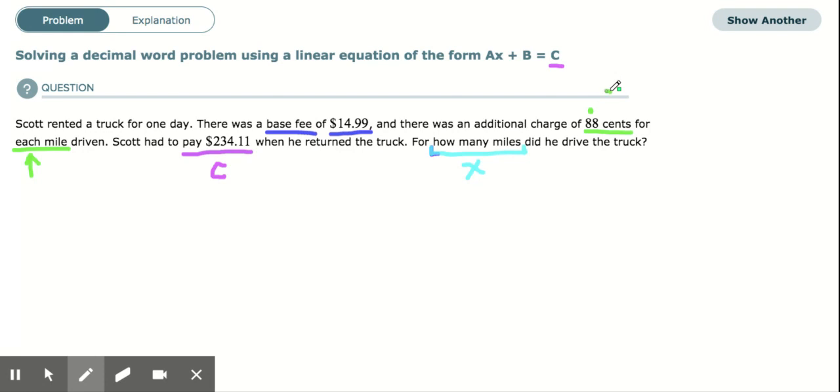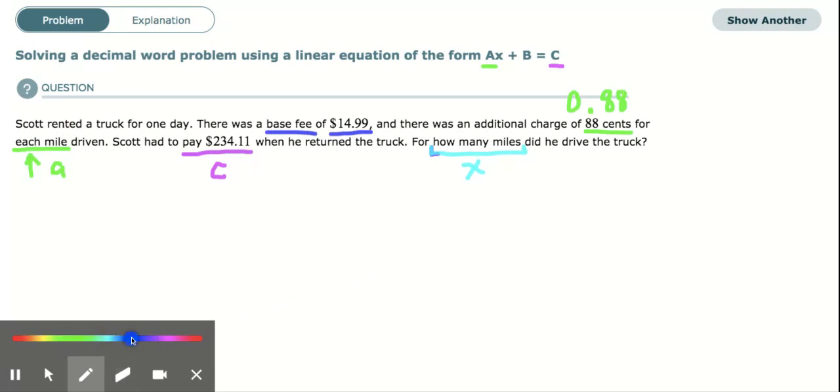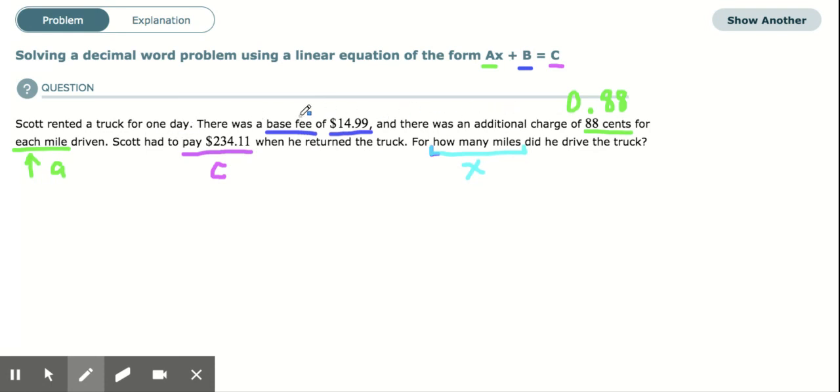Now here this is 88 cents, remember. That means that we write it like this. That's 0.88. If you want to put a zero in front, you can, but you don't have to. So this right here, this is our a value. And that word each and that word mile is what told us that. Now the base fee, or I like to think of it as what you begin with, this doesn't change, right? This is a constant. No matter how many miles you drive, you're still going to be charged $14.99 just to start off with this truck.